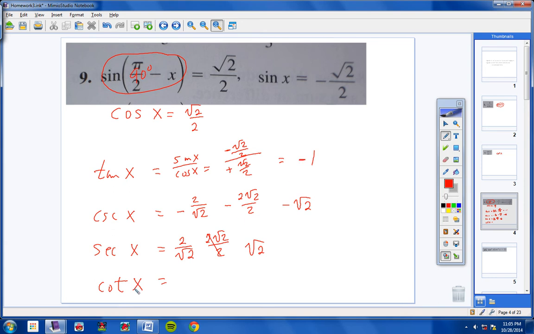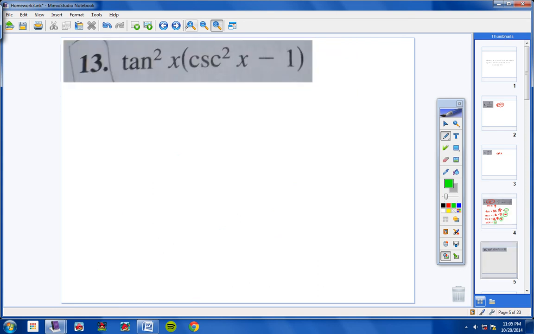Now, cotangent would be the reciprocal of tangent. So if tangent is negative 1, the reciprocal of negative 1 is negative 1. So here's your 4 answers: 1, 2, 3, 4. Okay, moving on to number 13. All right.